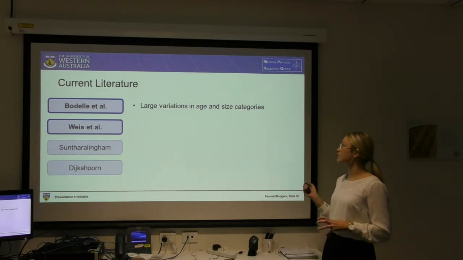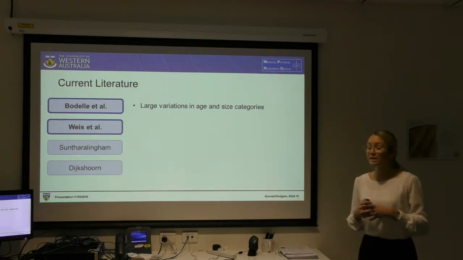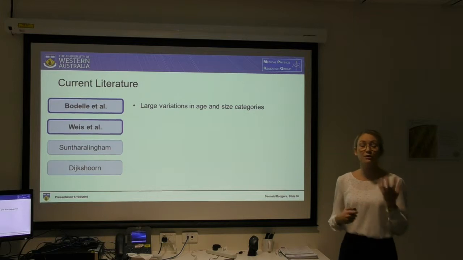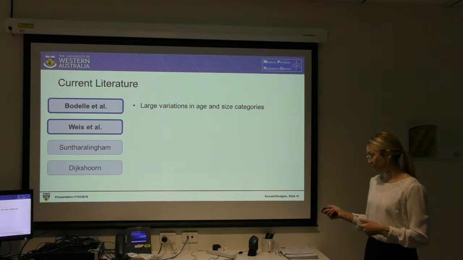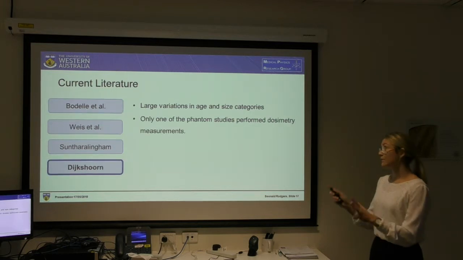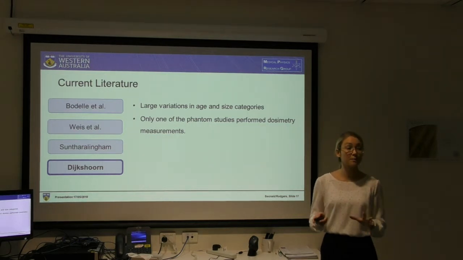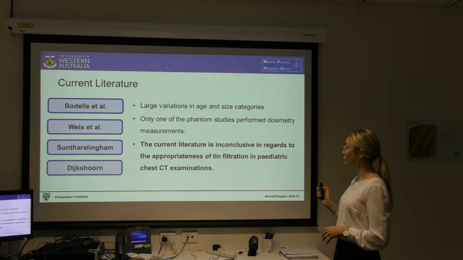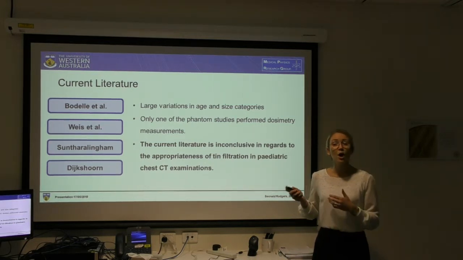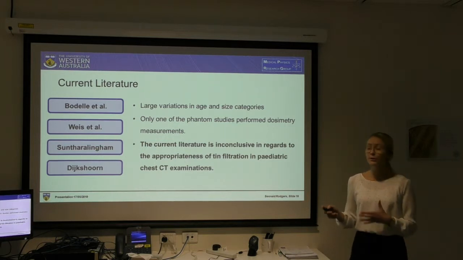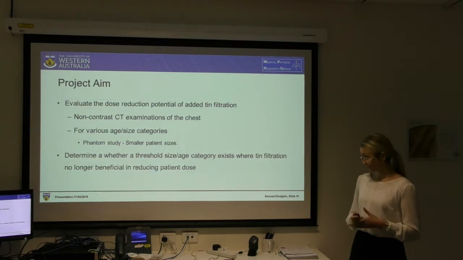Okay, so both clinical studies presented large variations in age and size categories, which could potentially blur the effects of larger children demonstrated in adults into the unknown effects of very small children. Only one of the phantom studies performed dosimetry measurements, and all other studies simply recorded the displayed value for the CTDI. In my opinion, the current literature is inconclusive in regards to the appropriateness of using added tin filtration on paediatric chest CT, and my project aims to address this gap in the literature.